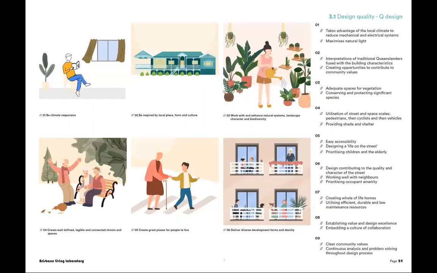We have followed all our designs according to the 9 key tenets of Q design. We have taken advantage of the local climate to maximize natural light and ventilation. We have inherited the significance of the traditional Queenslanders into the building design. We've provided spaces for vegetation and shelter and prioritized residents and pedestrians and thought through community values throughout the design.